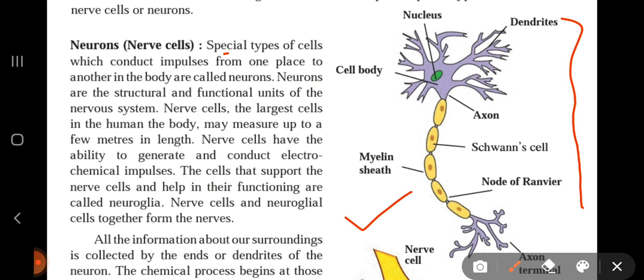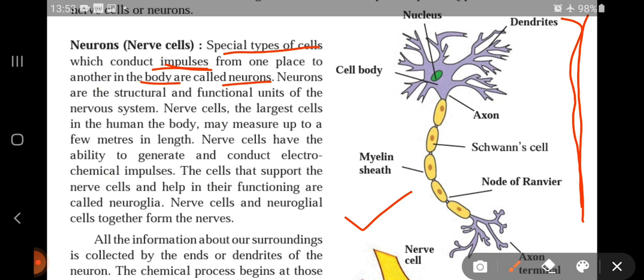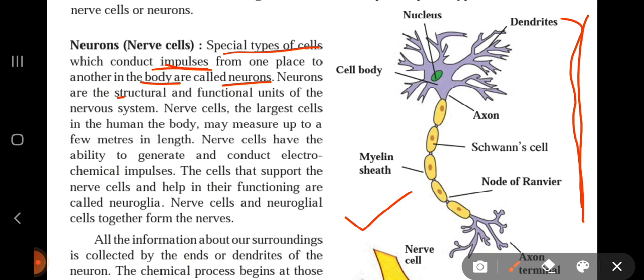A nerve cell is a special type of cell which conducts impulses. What are impulses? Information, electrochemical signals which are generated in the body and conducted from one place to another in the body, by the neuron. So this is a neuron; the whole diagram is of a neuron. Neurons are the structural and functional unit of the nervous system. Our nervous system is made up of millions of neurons. Nerve cells, the largest cells in the human body, may measure up to a few meters in length.